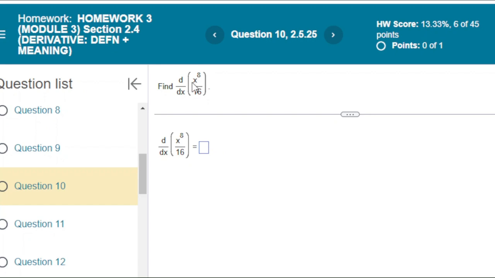Now, it might be tempting to say, well, let's just take the derivative of the top and divide it by the derivative of the bottom. And the derivative of the top is 8x to the 7th, and the derivative of 16, a constant, is 0. So it's going to be 8x to the 7th over 0. But that's not correct. Remember that the derivative of a quotient, when you're dividing things, is not equal to the quotient of the derivatives. So we can't just do the derivative of the top divided by the derivative of the bottom.